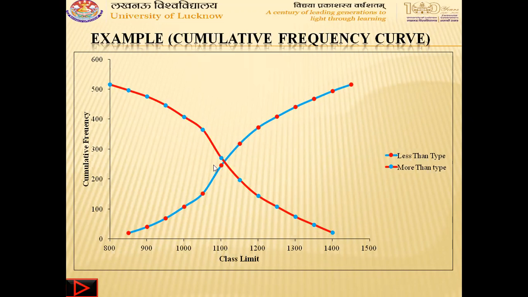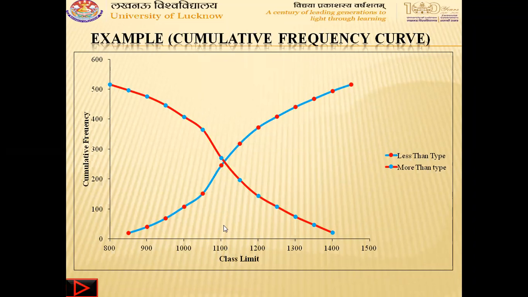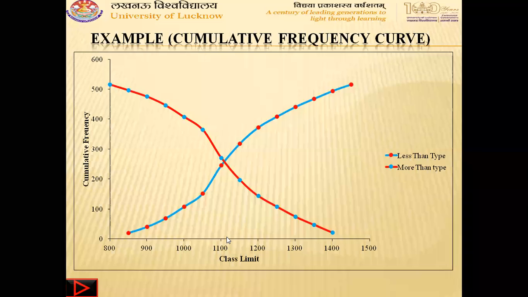If these two ogives intersect at a particular point, from this point we draw a perpendicular on the x-axis or horizontal axis. Where it intersects the horizontal axis, it will give the median. That is, from this point, if we draw a vertical line, then this point will give the median of the data set. So that was about the cumulative frequency curve.